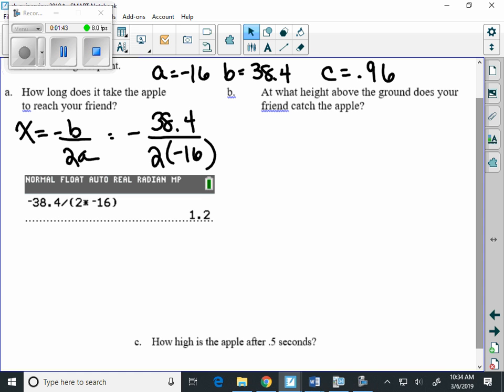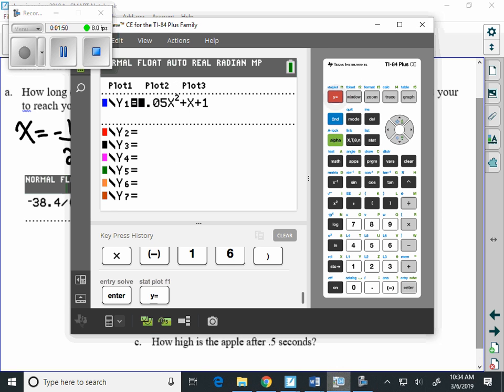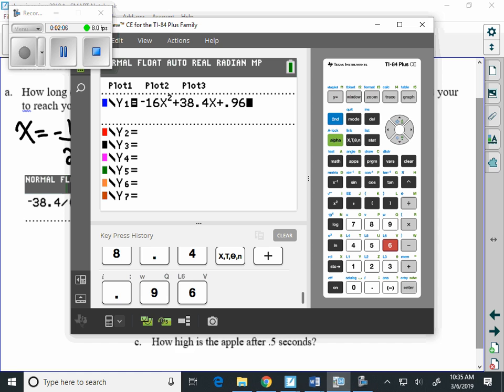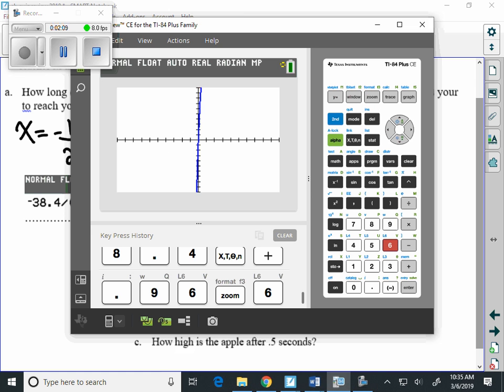Since we have time, we can look at it on the calculator screen as well. Go to y equals and we type this in. It's negative 16x squared instead of t plus 38.4x plus 0.96. And we hit zoom 6 because I want to start there. The biggest key for this quiz is, can you get the picture completely graphed on here? The nice part is we can see to the left of the graph, we can see to the right of the graph, we just can't see how tall the graph is.